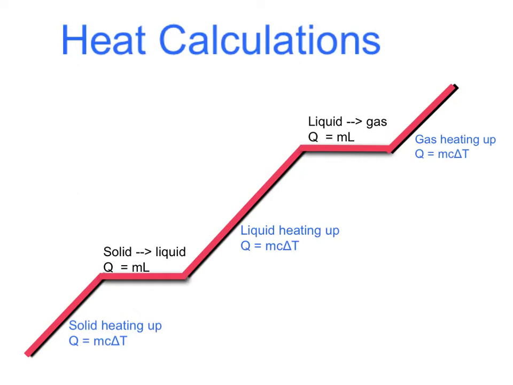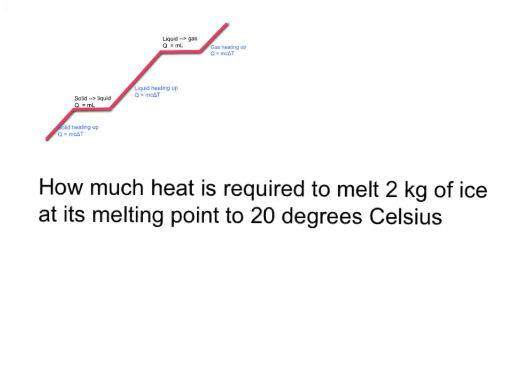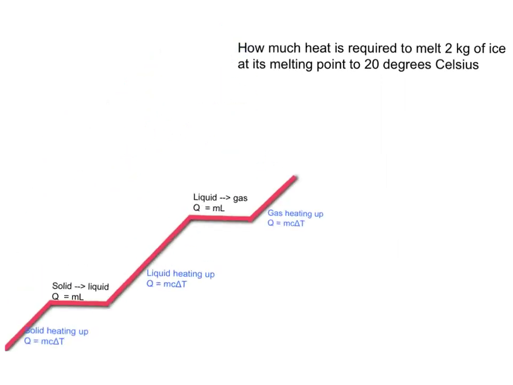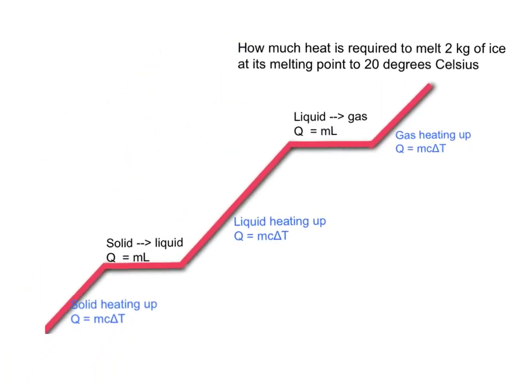So here's a couple of samples so you can see how that works. Here's one sample question. How much heat is required to melt 2 kilograms of ice at its melting point to 20 degrees Celsius? So, keeping our question in mind and our heating curve in mind, we need to figure out where on the heating curve we are starting. And that's going to make our life a lot easier.